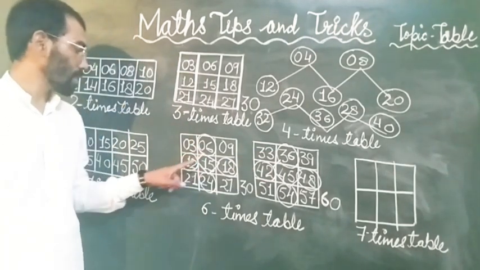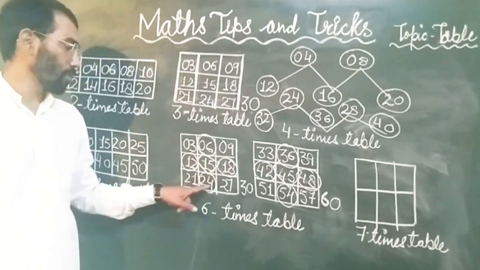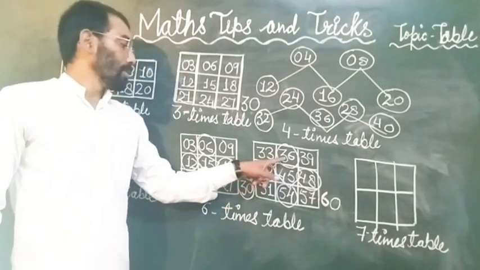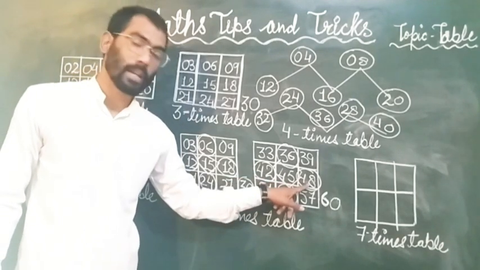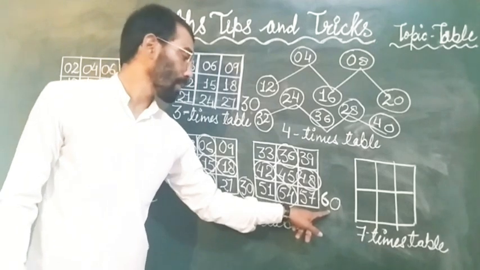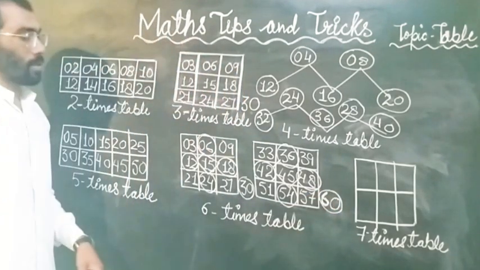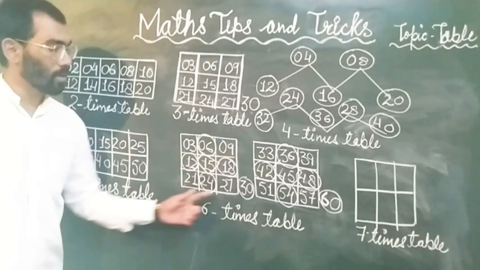6 1s are 6, 6 2s are 12, 6 3s are 18, 6 4s are 24, 6 5s are 30, 6 6s are 36, 6 7s are 42, 6 8s are 48, 6 9s are 54, and 6 10s are 60. Is this okay? Yes. This is the complete table of 6.